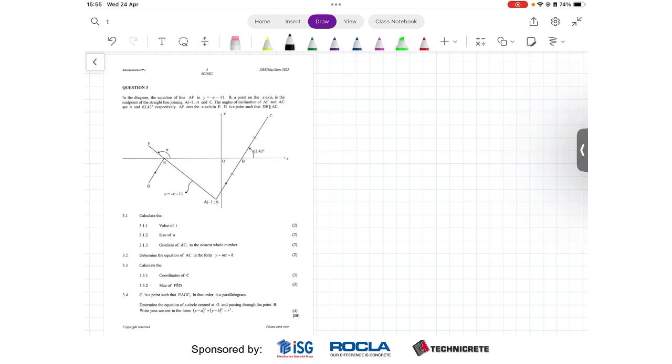AF cuts the x-axis at E, and D is a point such that DE is parallel to AC. We are asked to calculate the value of T. Now, looking at the problem statement, we are given that the line AF, this line right here, has the equation y equals minus x minus 11, and seeing as A is a point on the line AF, we can thus substitute that.